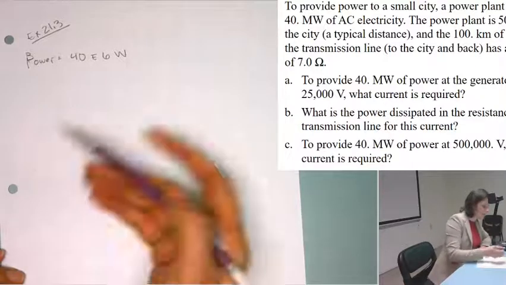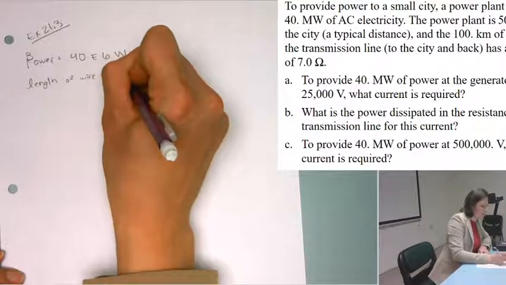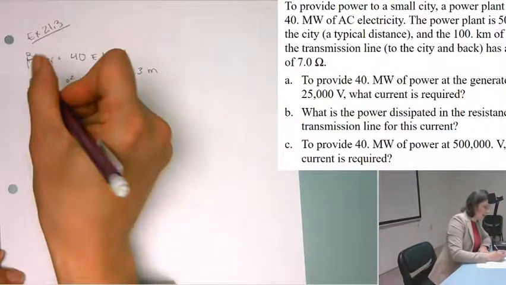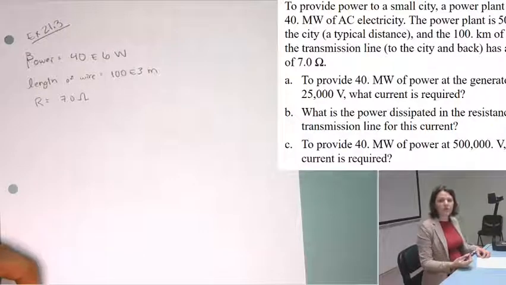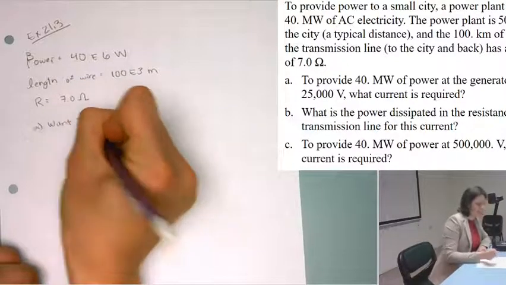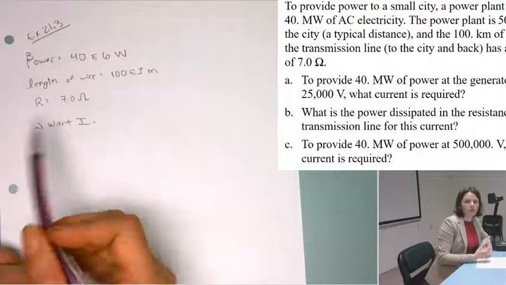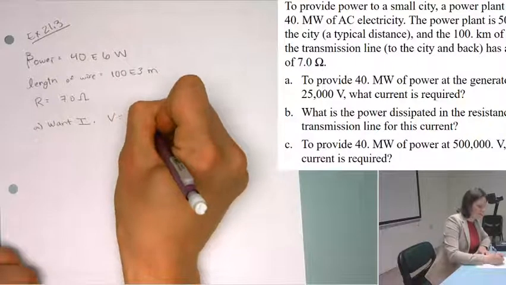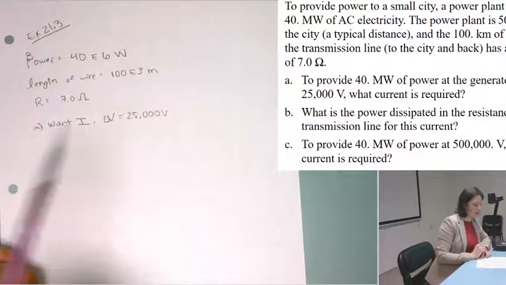So power is 40 megawatts, and the length of wire is 100 kilometers, so I'll write that as 100 times 10 to the third meters, because kilo is 10 to the third. And the resistance of the wire is 7 ohms. The first question asks us for current. So for part A, we want I. We have P and R, and we want I. We are also told voltage, so we also know that the voltage is 25,000 volts. So we have power, R, V, and we want I.